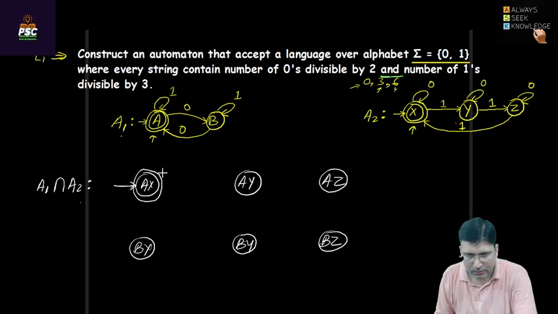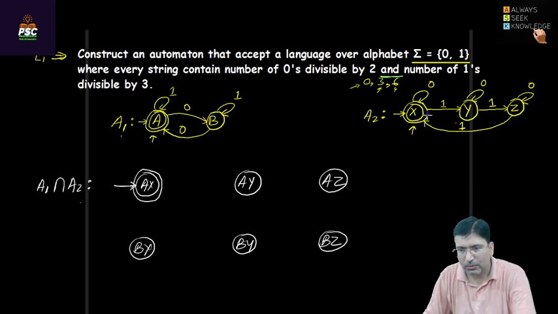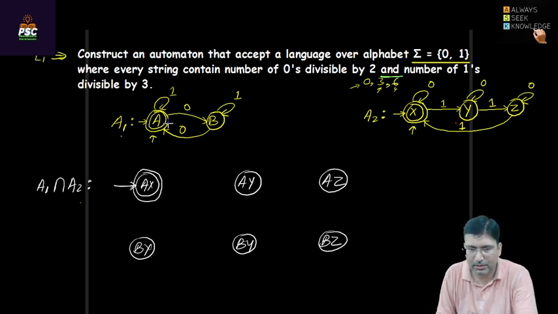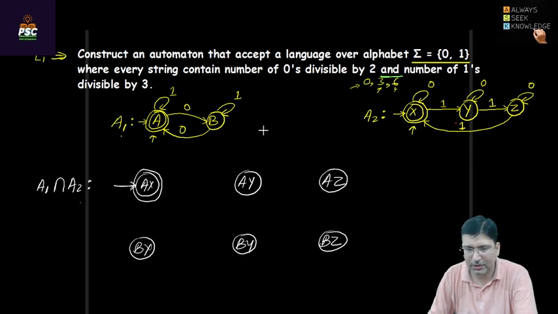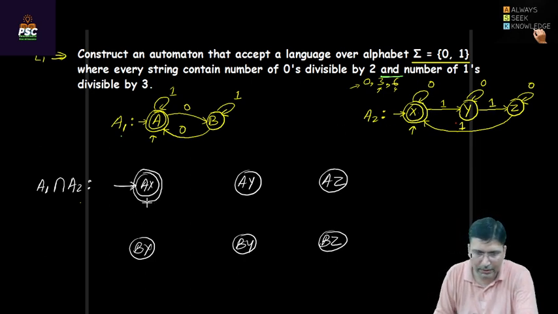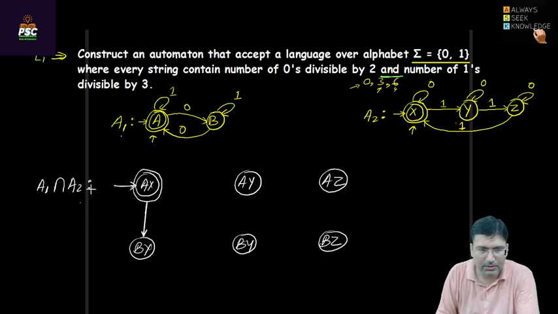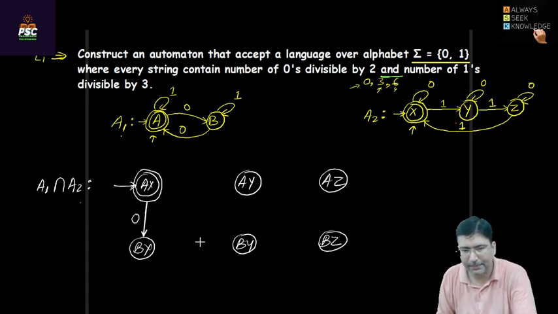So on this state, when 0 comes, you are reaching B. But because you are doing intersection, you check in this A2, when 0 comes, it is on X. So that means this A1 is leading you towards B and this A2 is leading you towards X. So for the BX state, you need to draw an arrow. From AX to BX, you are reaching by traversing symbol 0. So when 0 is coming, you are reaching here.